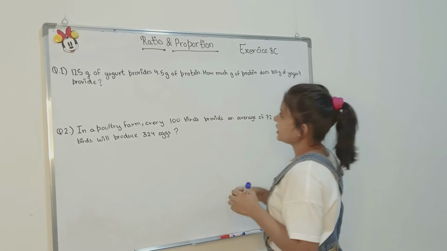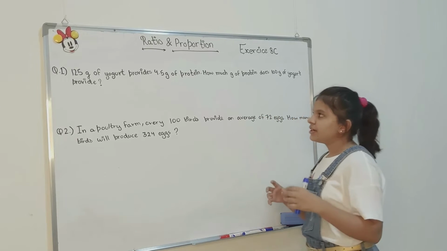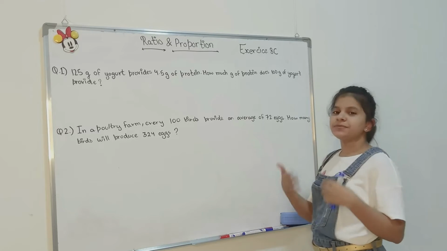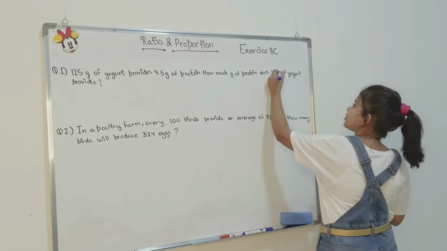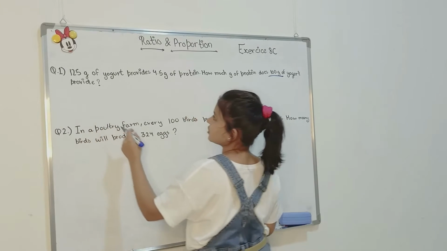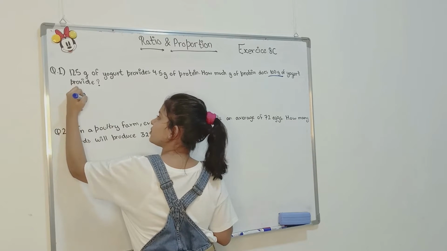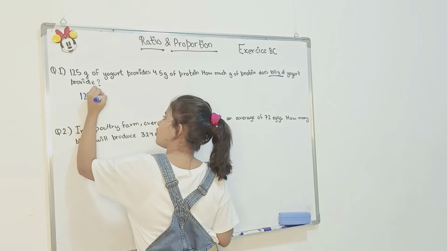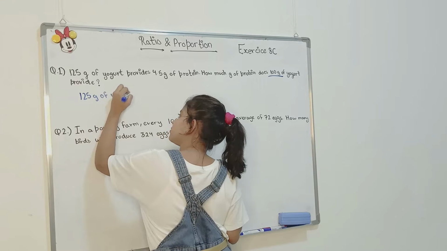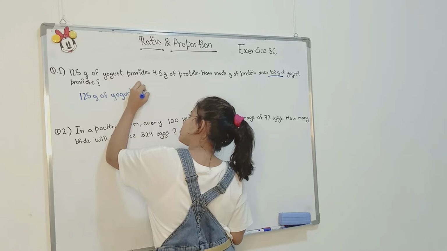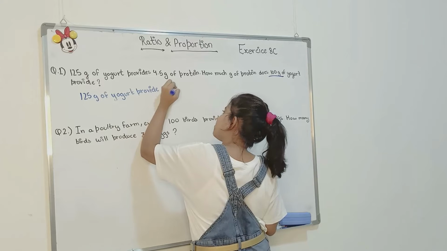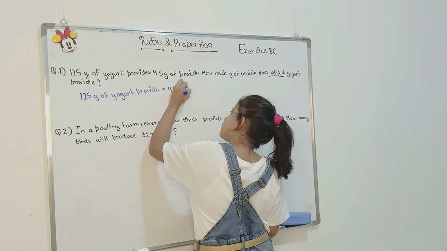So here they are telling us that in 125 grams of yogurt, 4.5 grams of protein is provided. They are asking how much protein would be provided in 100 grams of yogurt. So first let's write: 1 gram of yogurt provides... 125 grams of yogurt provide is equal to 4.5 grams of protein.